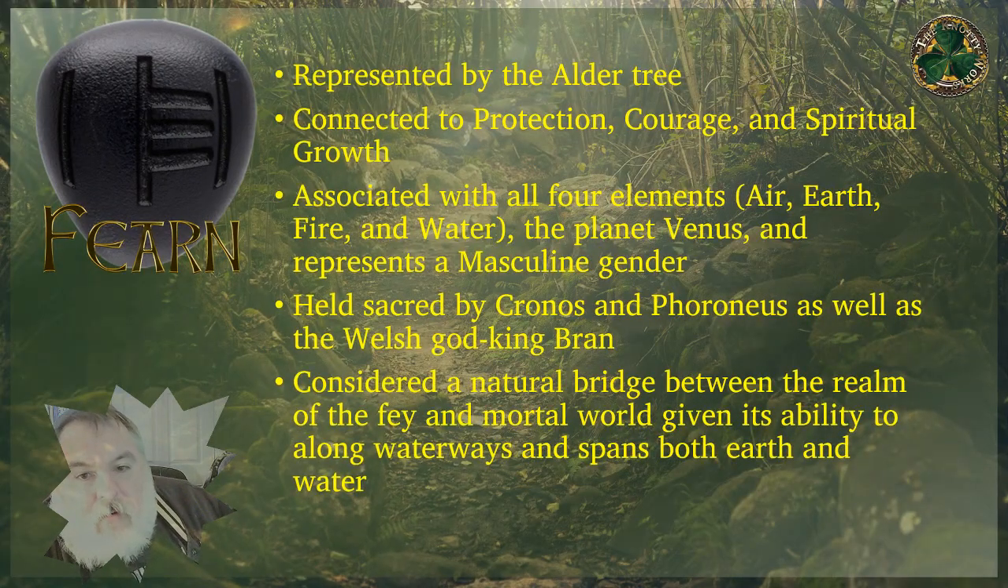Next character is Fearn. It is represented by three lines on the right, or horizontally facing down, represented by the Alder tree, connected to protection, courage, and spiritual growth. It's associated with all four elements: air, earth, fire, and water. The planet Venus, and generally represents a masculine gender. Held sacred by Cronus and Phoroneus, as well as the Welsh god King Bran. It's an interesting story that I'm not going to cover here, but something to look into.